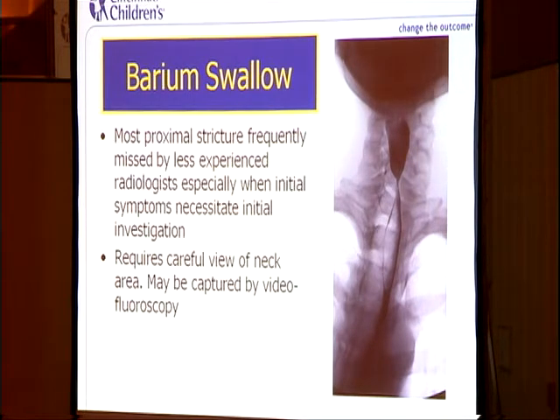And so it's really critical that the radiologist and the technologists, when they're doing the study, capture that cervical neck portion of the esophagus as the child swallows. Otherwise, they can miss the stricture. And this week, we have had two patients in our center whose strictures were missed because of how the study was performed.